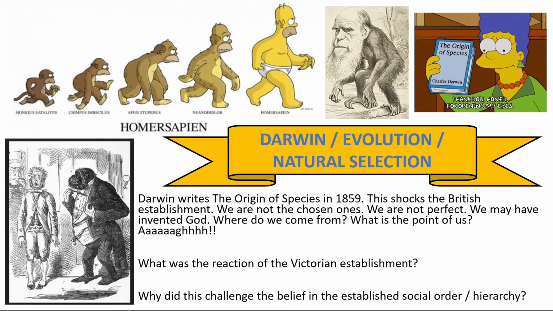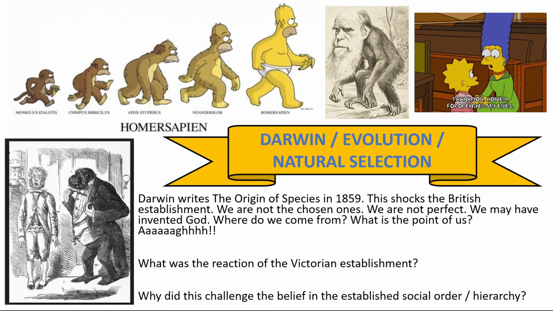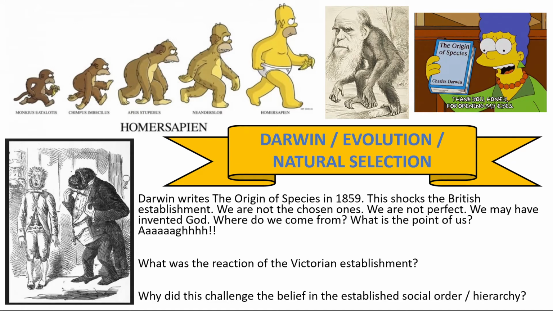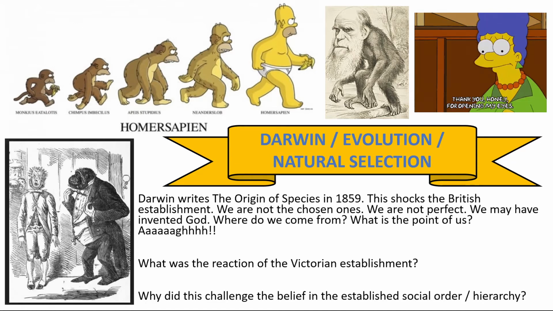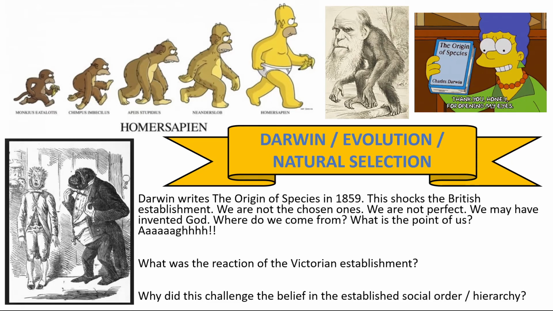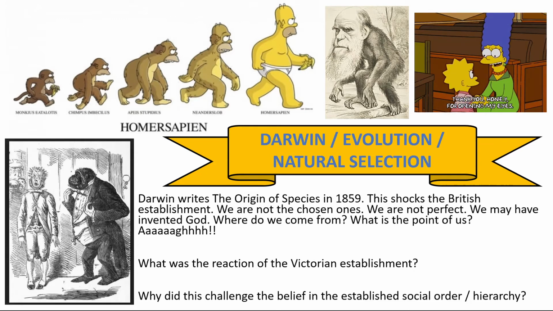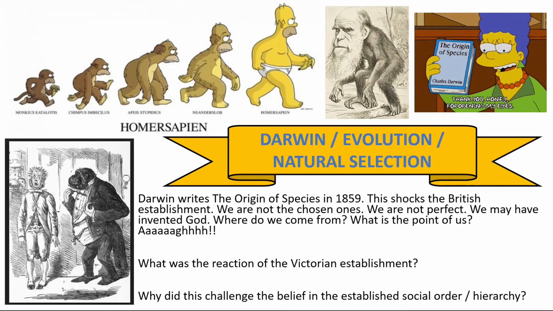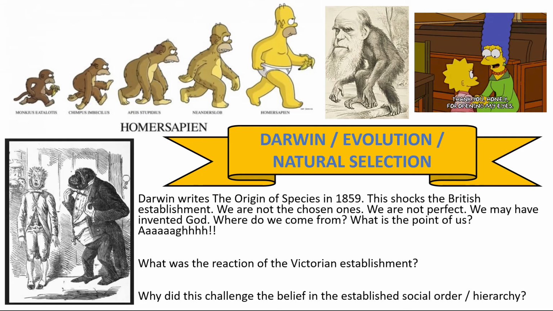These Victorian gentlemen could do what they want and go where they want, and they went around the world colonizing and converting, and thought that they were superior for being male, for being white, for being Christian, for being British. And Darwin's Origin of Species is one of those texts that maybe punctures some of that Victorian British establishment arrogance. It maybe provokes questions that we may have invented God, and if so, where do we come from?